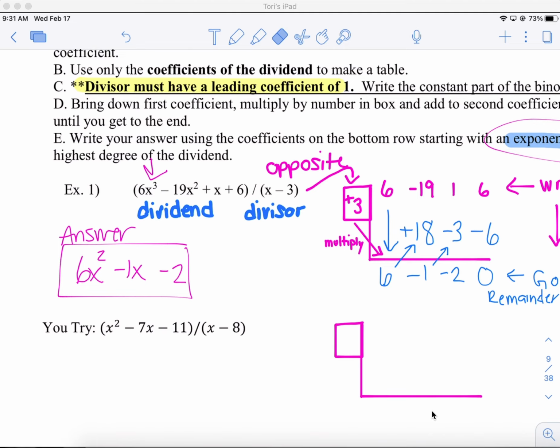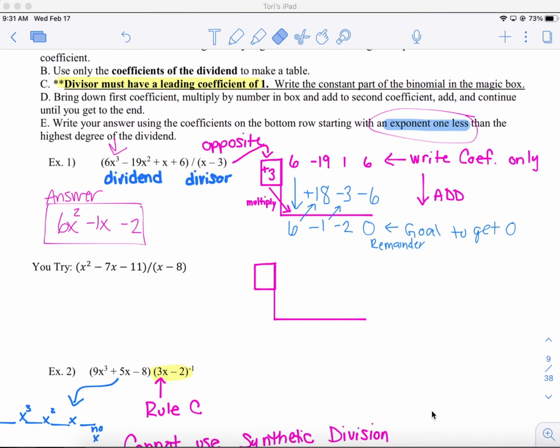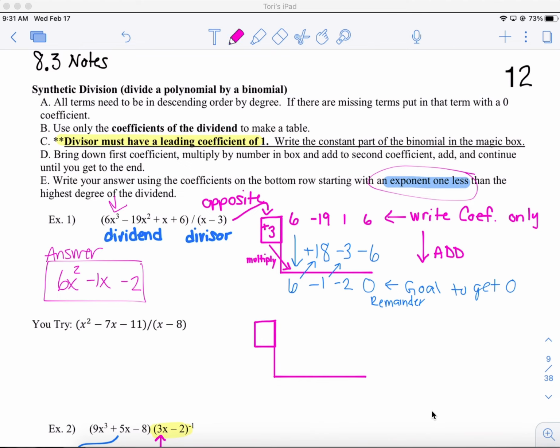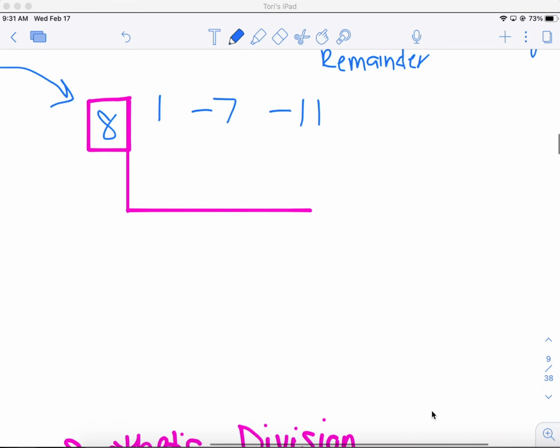Okay. All right. If you need a second, take it, pause it, copy that down. We're going to try another one. Okay. All right, so I'm going to take my dividend, writing it down with coefficients only. So I have a 1 on the x squared, a negative 7 for the x, and a negative 11 for the no x. I'm going to take my divisor and change his sign to the opposite. So we're going to go positive 8, and we're going to follow that process.